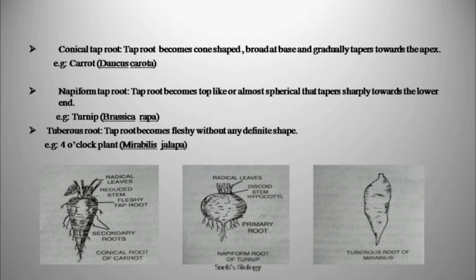Third is napiform taproot. Such a root swells extraordinarily at its base and in the middle and has a spherical and bell-shaped appearance. It becomes abruptly narrower towards the apical region. For example, beetroot, turnip, etc. Then tuberous taproot. These are thick, fleshy for food storage and look like tubers. They do not possess any definite shape. For example, root of 4 o'clock plant.